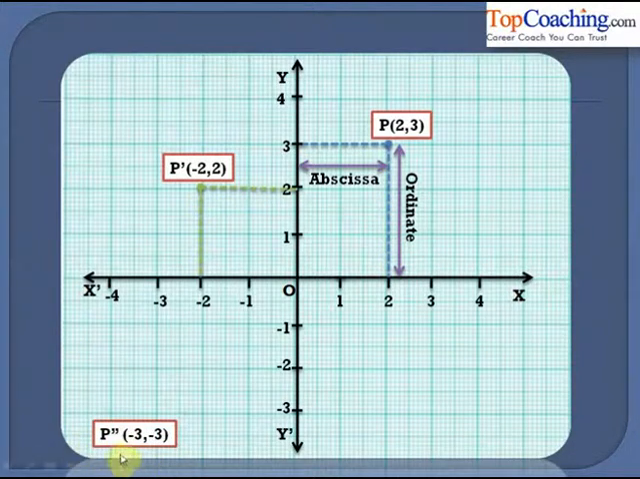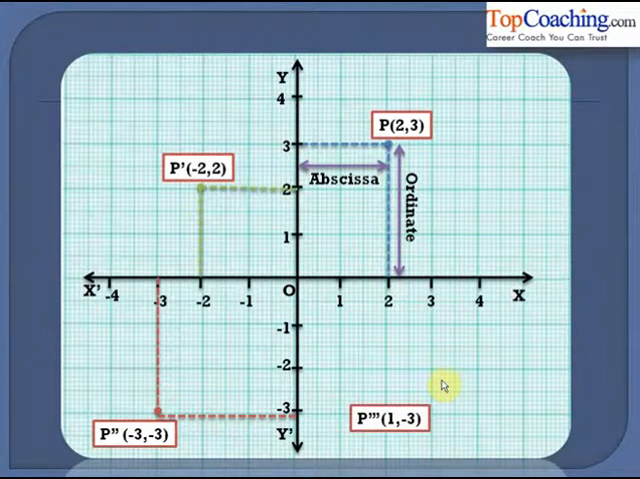Now let's consider a point in the third quadrant. Let us say that P double dash is the required point, and we see that here the abscissa of this point is -3. That is, it is towards the left side of the origin and at a distance of 3 units from the y-axis. And similarly, this point lies below the origin, so it is below the x-axis, and this is at a distance of 3 units from the x-axis. And so the abscissa becomes -3 and the ordinate also becomes -3.